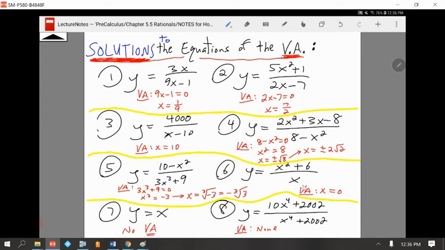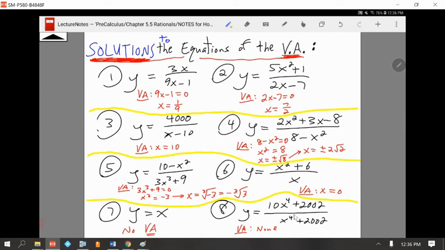Number 6, the vertical asymptote is x equals 0, right? When you plug 0 into that equation, you get 6 over 0, which is undefined. You always get vertical asymptotes at undefined. The last two don't have vertical asymptotes. The line y equals x is a linear function. It doesn't have any breaks in it. There aren't any vertical asymptotes for a line, right?